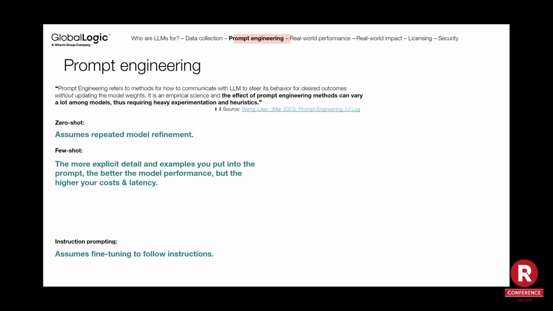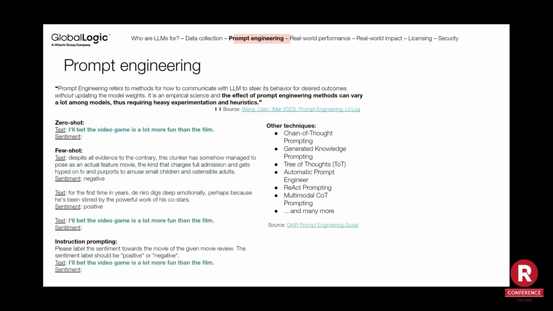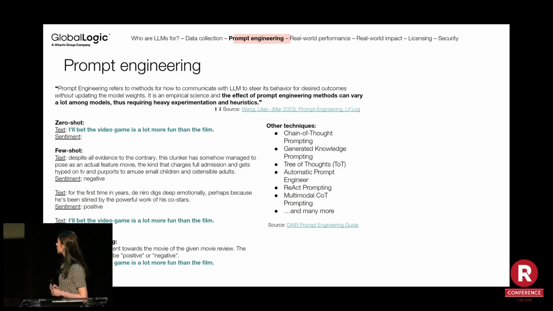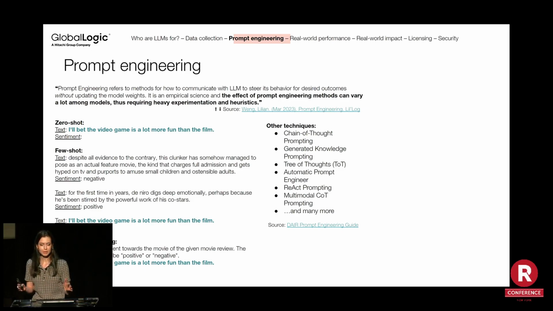So for example, instruction prompting and zero-shot actually assume a little bit more model refinement, whereas few-shot deals with the idea that there's a finite amount of context or examples that we can provide to a given model, because the more detail we provide, probably the higher the costs and the higher the latency as well, which nobody really wants. That aside, there are a variety of other techniques that I'm not going to be able to go into today, unfortunately, but I do have a resource there in case anybody is interested. I will say, for example, chain of thought prompting is particularly popular, but is by no means the only option.